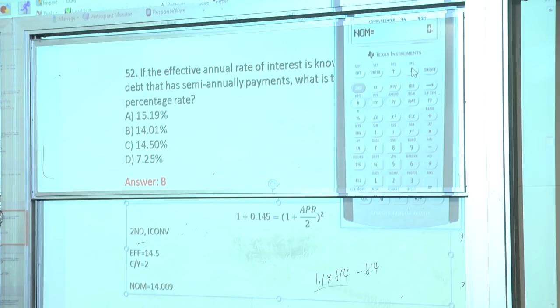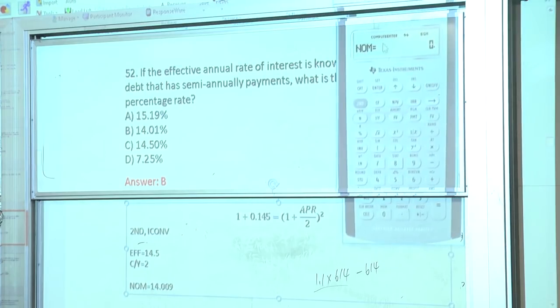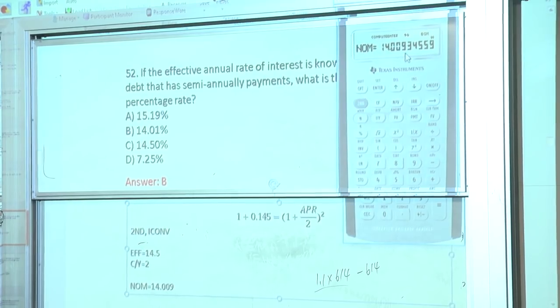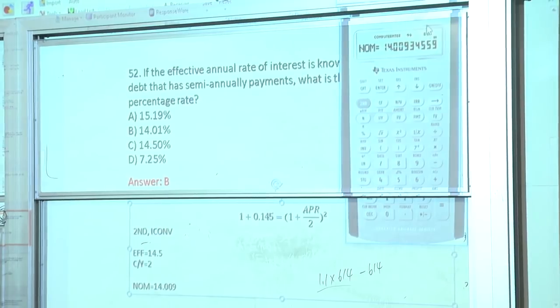So for this question, we know 2 variables. The first is the EAR. Put EAR 14.555, enter. Click down. And how many? 2, right? Semi-annual. M is equal to 2. Frequency equal to 2. Down. Calculating for nominal or APR. Calculate. 14.009. Yep. Question? Yes. Question? Okay, good. All right.